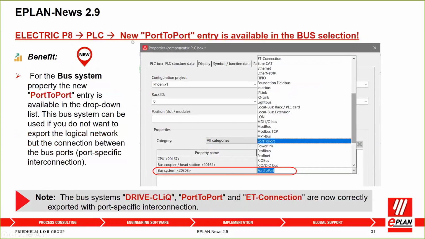Now we've added a new port-to-port entry in the bus selection. This is available in the bus system drop-down, and it's if you do not want to export a logical network. This would be something like a switch, for instance. That's a passive Ethernet device. And we've also made improvements to drive click and ET connection.